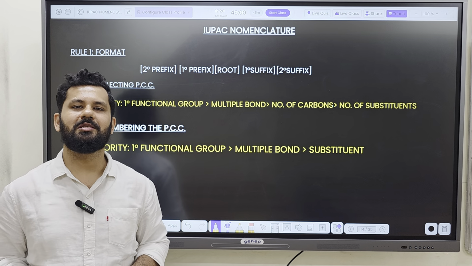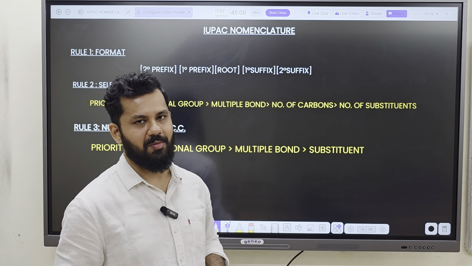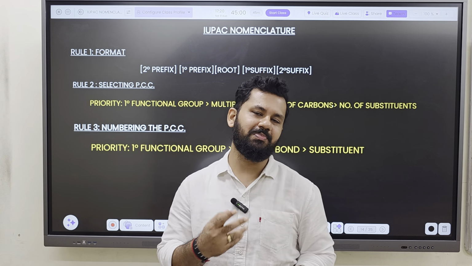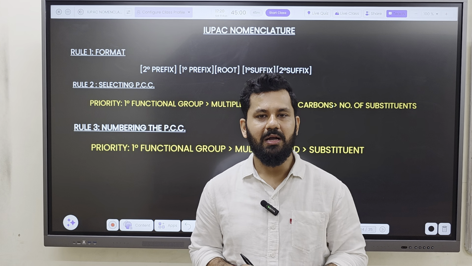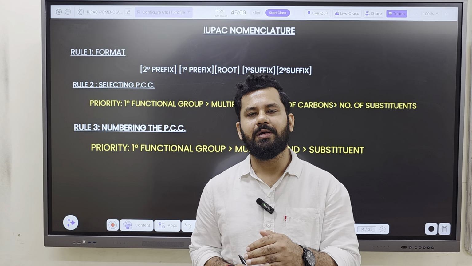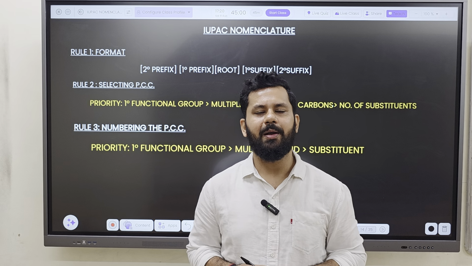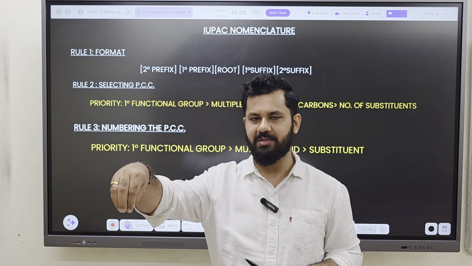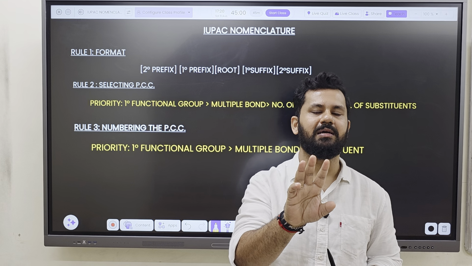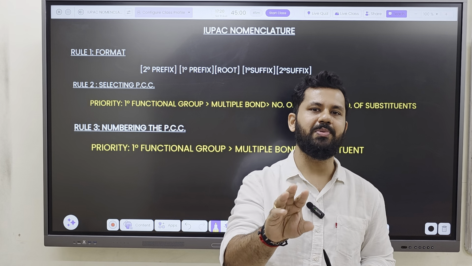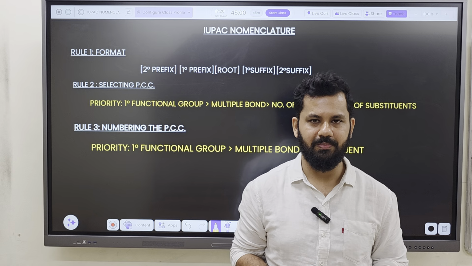So far in IUPAC nomenclature, we have seen the format, how to select the PCC and how to number the PCC. Today we are going to take the next step and put the different parts, prefix, the root and the suffix in place and get the final IUPAC name for the given compound.